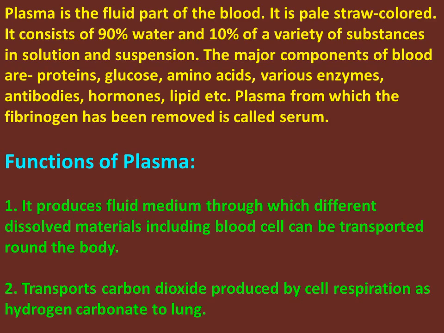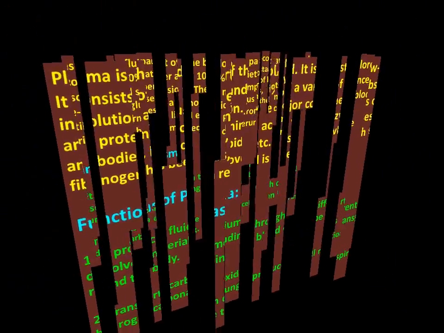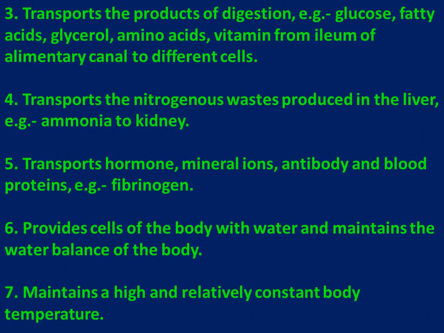Functions of plasma. Number 1. It produces a fluid medium through which different dissolved materials, including blood cells, can be transported around the body. Number 2. Transports carbon dioxide produced by cell respiration as hydrogen carbonate to the lungs. Number 3. Transports the products of digestion, for example glucose, fatty acids, glycerol, amino acids, vitamins, from the ileum of the alimentary canal to different cells.